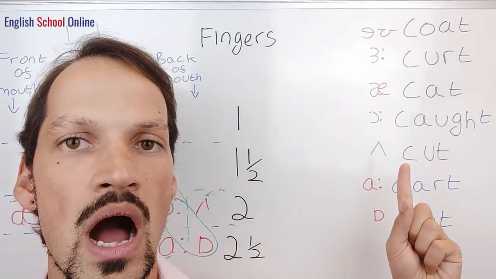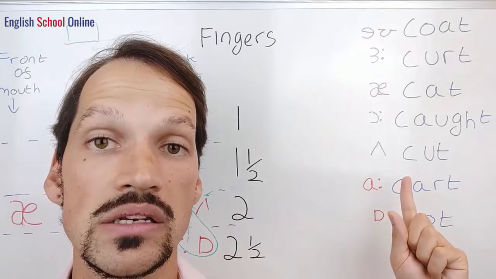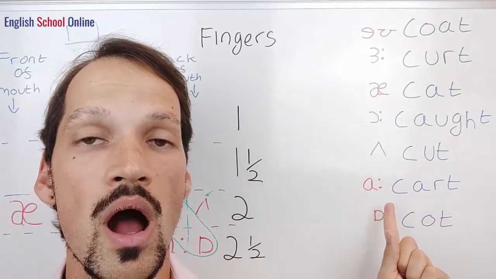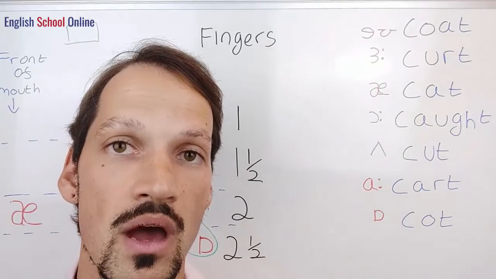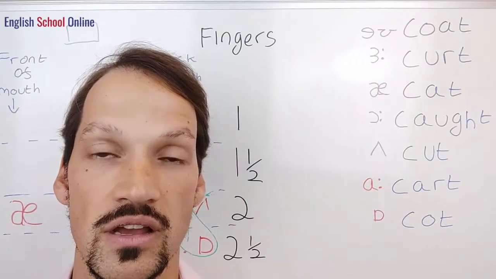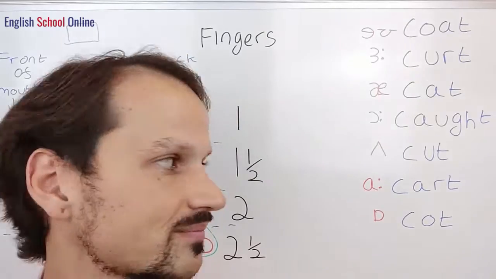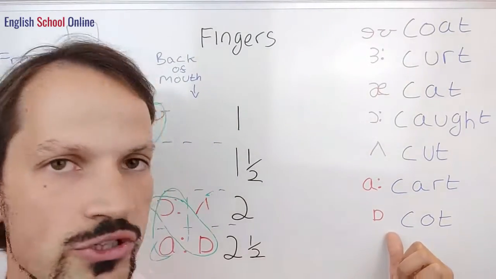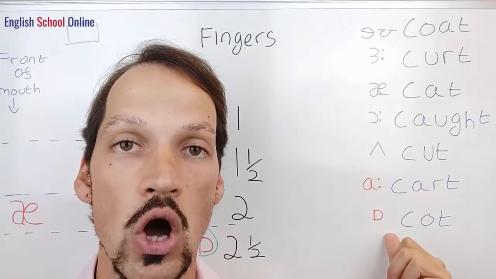We've then got the short English vowel sound, cut. We've got cart, shopping cart, or are you going to be here, or it's Japan where the Rugby World Cup is, far away. And finally, we've got the short English vowel sound as in cot.